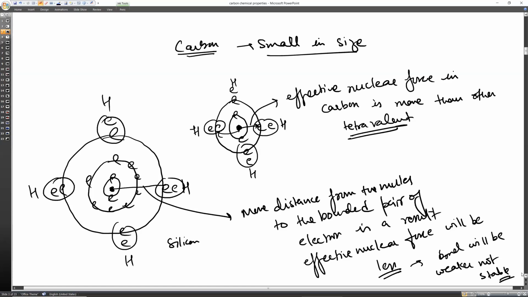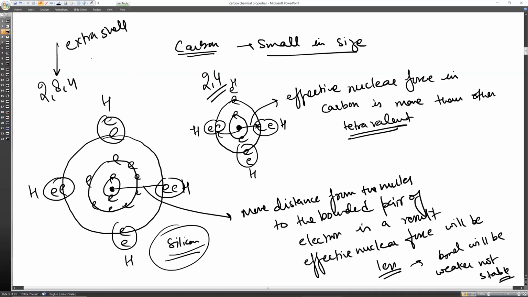This is very important, that you need to understand that since carbon has a small size, the effective nuclear force on the bonded pair of electrons is more, as a result of which the stable bond is formed. But if we compare it with silicon, silicon is also tetravalent. Silicon has electronic configuration 2,8,4 and carbon has 2,4. They both are tetravalent. But due to an extra shell, the size increases. Okay, take the screenshot of this one.